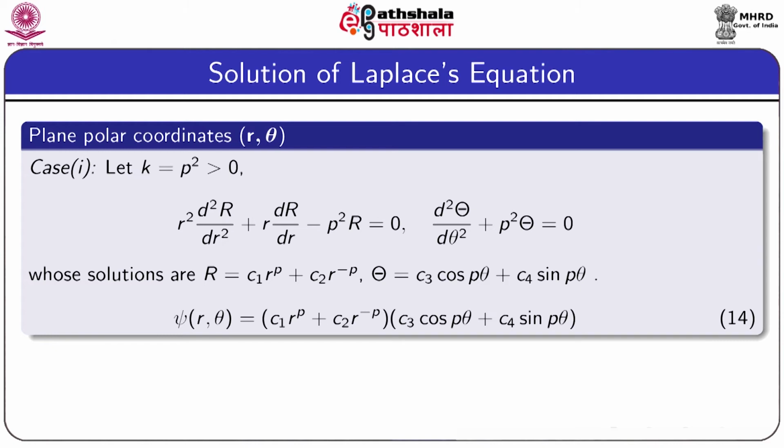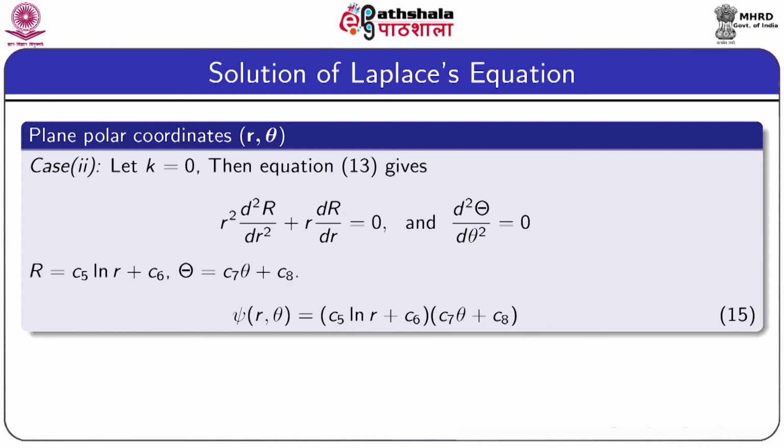d2 theta/d theta squared plus p squared theta equals 0, and we can find its solution easily as a combination of sine function and cosine function, which is written here. So the solution psi becomes C1 r to the power p plus C2 r to the power minus p into C3 cos p theta plus C4 sin p theta. So in case 1 we have taken k as a positive constant.